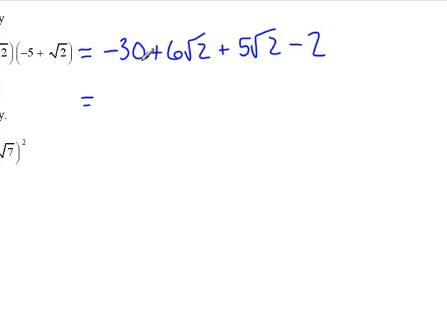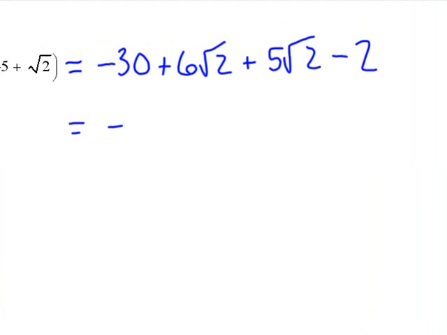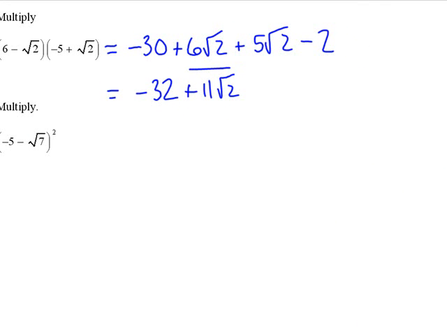And just find like terms. Negative 30 and negative 2 is negative 32. 6 root 2's and 5 more root 2's is 11 root 2. And that's number 7.